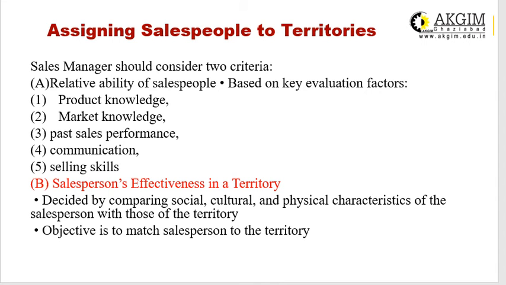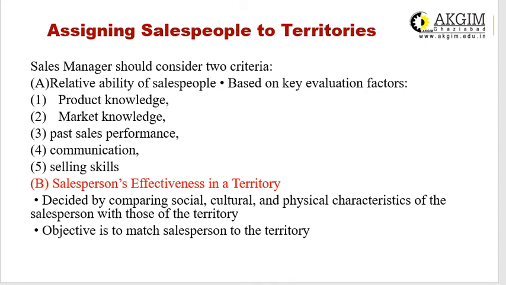So it has to be seen what is the ability of the salespeople. It is actually judged based on the following factors: the product knowledge that the salesperson has, the market knowledge that the salesperson has, his past sales performance, and the communication and selling skills that the salesperson is carrying. So these are the various abilities of a salesperson according to which the sales manager decides the territories.